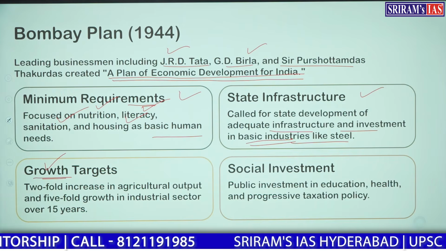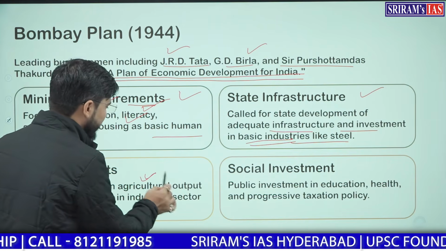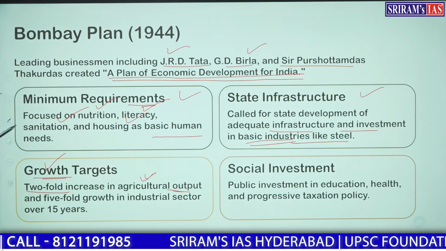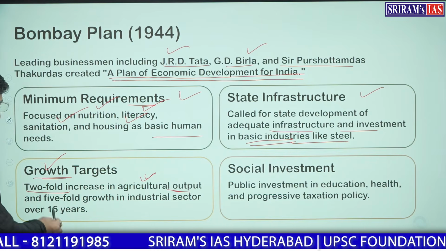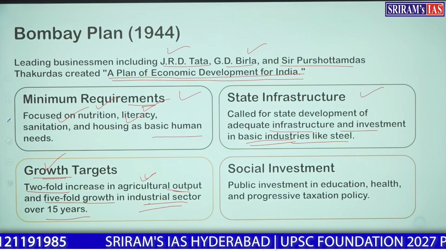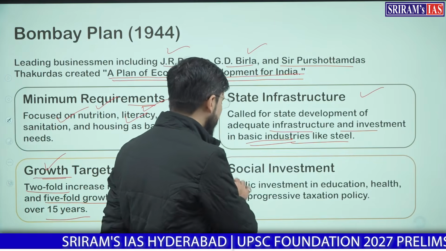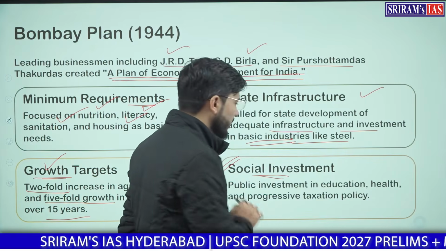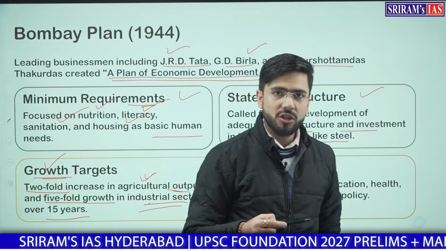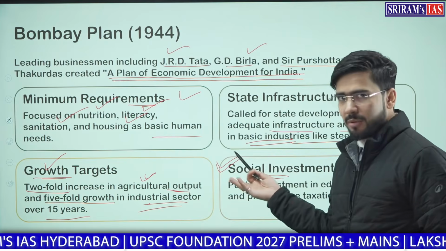The growth targets of this plan were, first, a twofold increase in agricultural output. We need to increase the output of agriculture. A five-fold growth should be there in the industrial sector over the next 15 years. The first plan was for 10 years. The second plan was for 15 years. One more thing, social investment should be there in education, health and other sectors. Alternative visions like this were planned by businessmen.